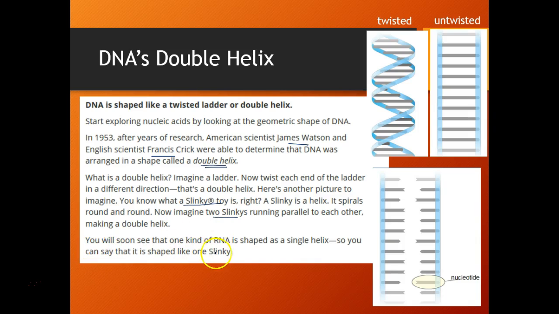You will soon see that one kind of RNA is shaped like a single helix, so you can say that it's shaped like one slinky instead of the two that make up DNA. So again here, this is what a double helix looks like. If you were to untwist it, it would look like a ladder. And if you were to look at just one strand of the DNA, you'll see that each of the strands has a series of nucleotides, which are the building blocks of nucleic acids.